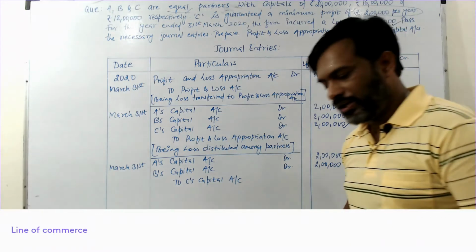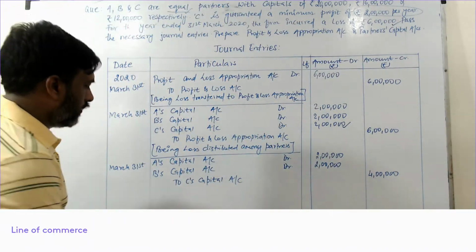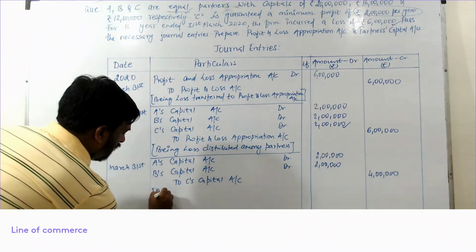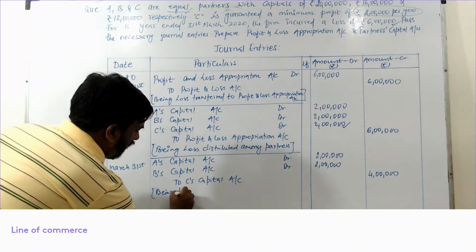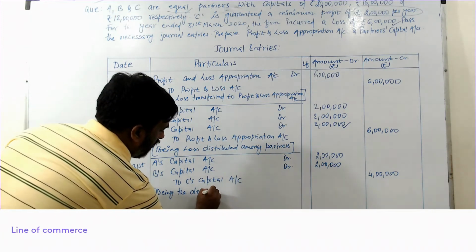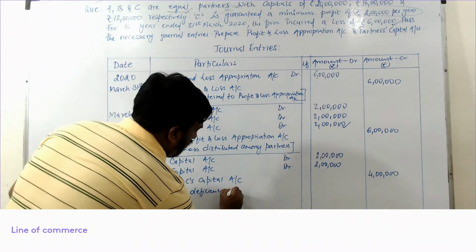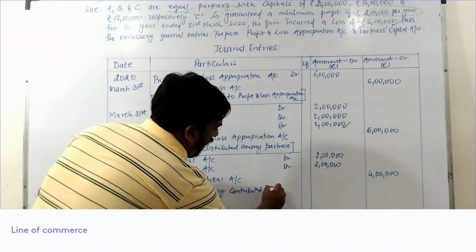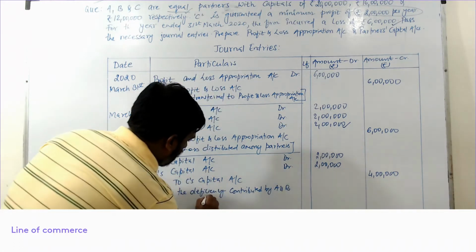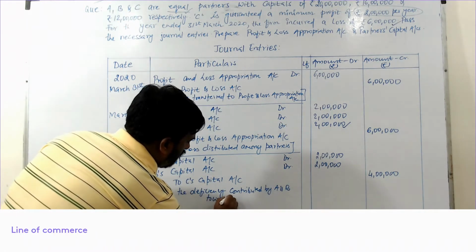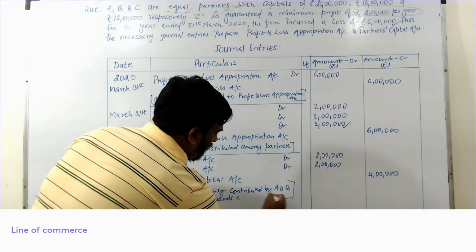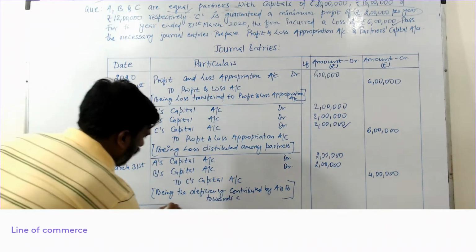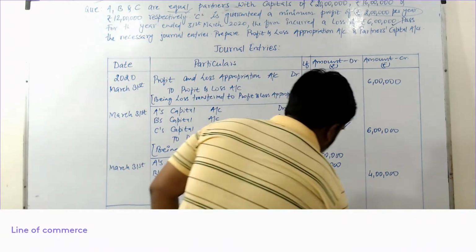Let's write the narration. Being the deficiency contributed by A and B towards C. Then just close the journal entries.